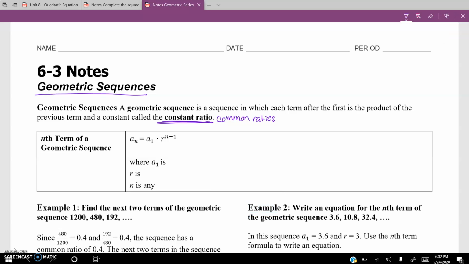The formula looks like this. To find any random term, take your first term, multiply it by r raised to 1 less than what term you're trying to get to. A1 is the first term, or in other words, your starting point. R is your common ratio, what you multiply by to get to the next one.